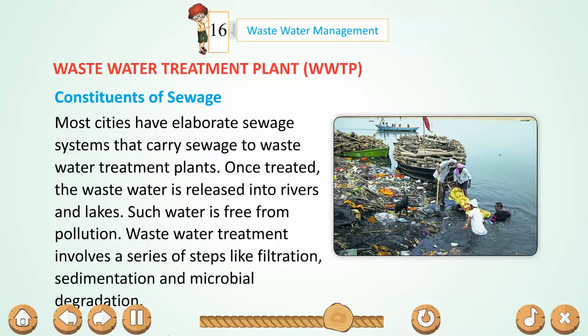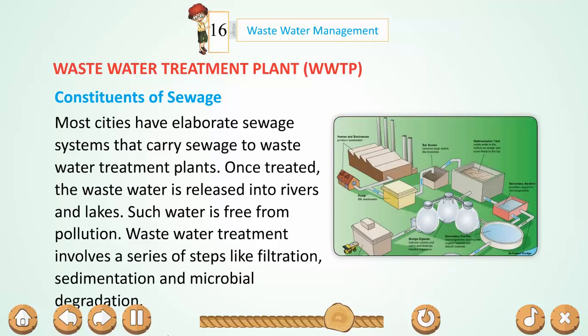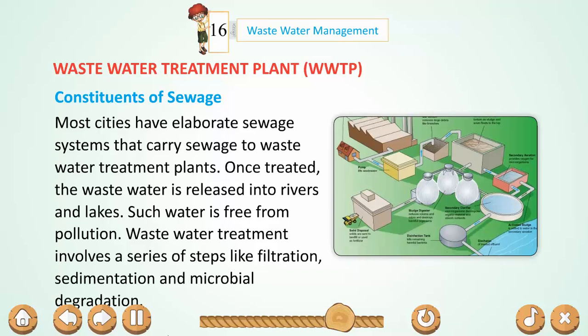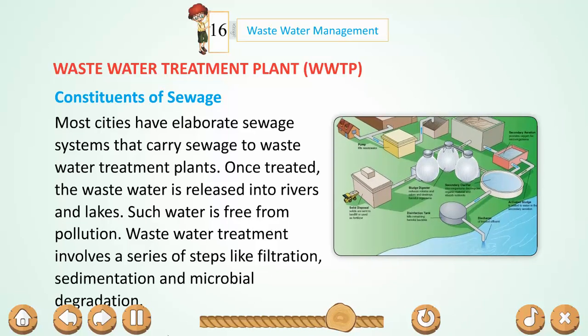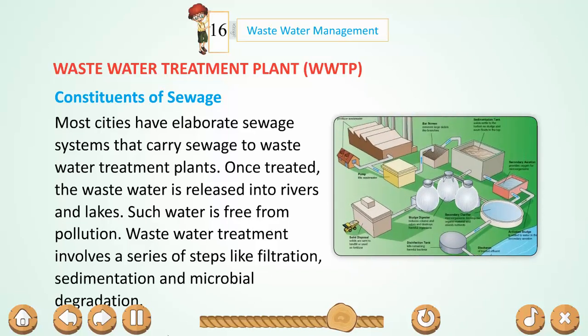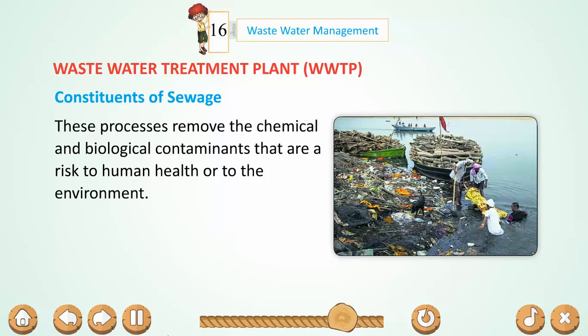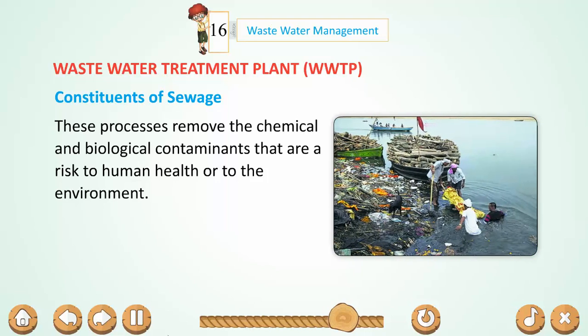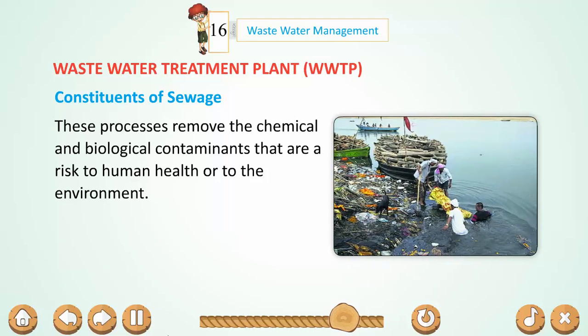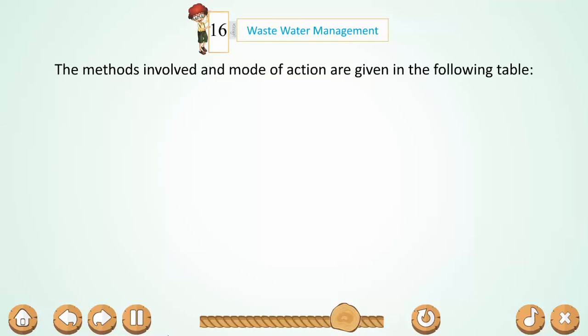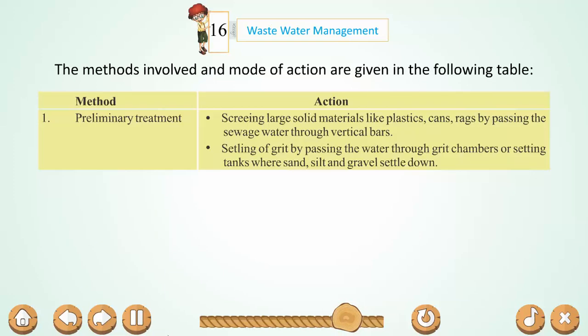Such water is free from pollution. Wastewater treatment involves a series of steps like filtration, sedimentation, and microbial degradation. These processes remove the chemical and biological contaminants that are a risk to human health or the environment. The method involved and mode of actions are given in the following table.